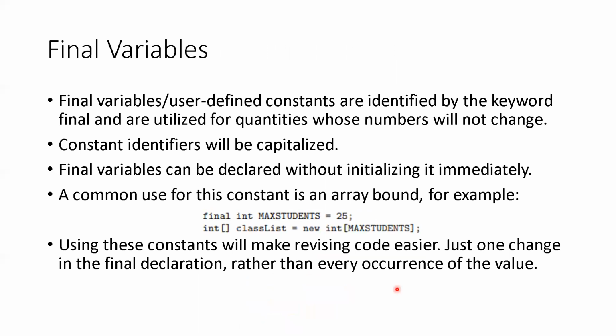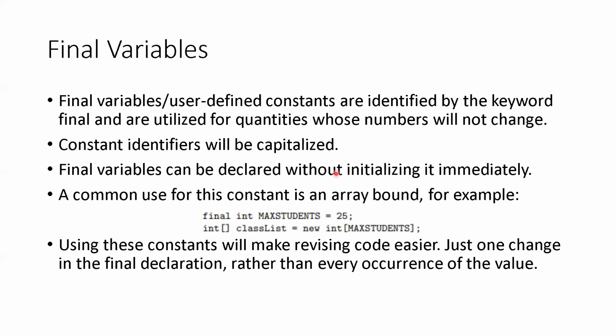So now we're going to be talking about final variables. Final variables, or user-defined constants, are identified by the keyword final and are utilized for quantities whose numbers will not change. Constant identifiers will often be capitalized. Final variables will be declared with initializing immediately. And a common use for this constant is an array bound.